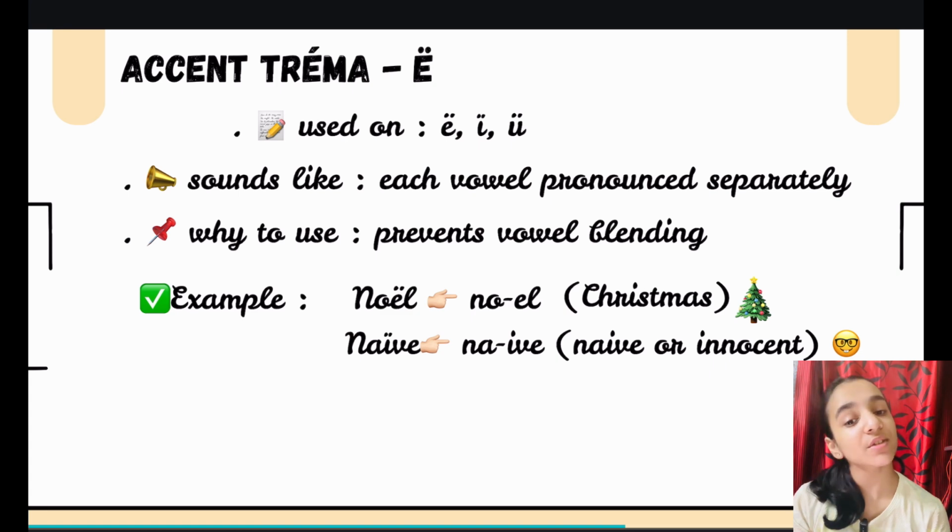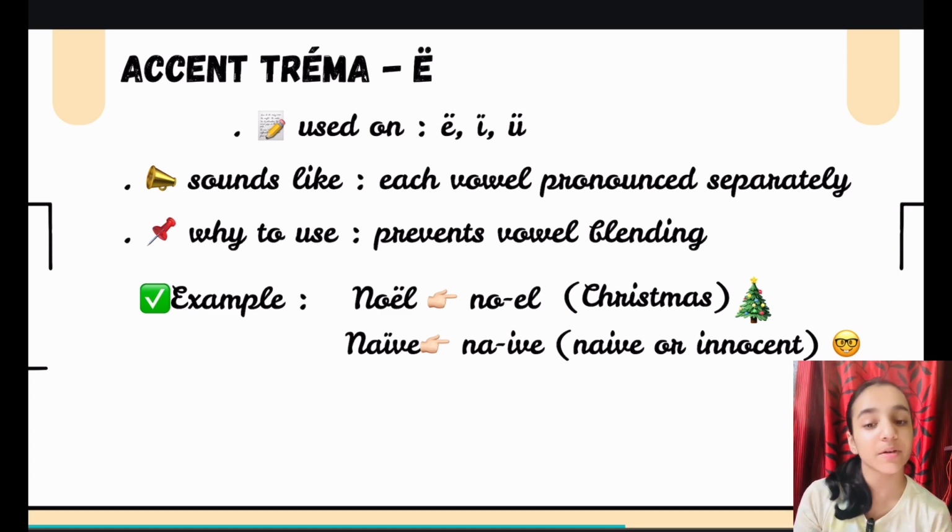So the next is accent tréma. It is used on E, I and U. It sounds like each vowel pronounced separately. Why use it? It prevents vowel blending. Examples: Noël, naïf. If you don't put an accent tréma, the vowels will blend with each other, so it will make the pronunciation a bit different. So it is important to put an accent tréma in words with two vowels.